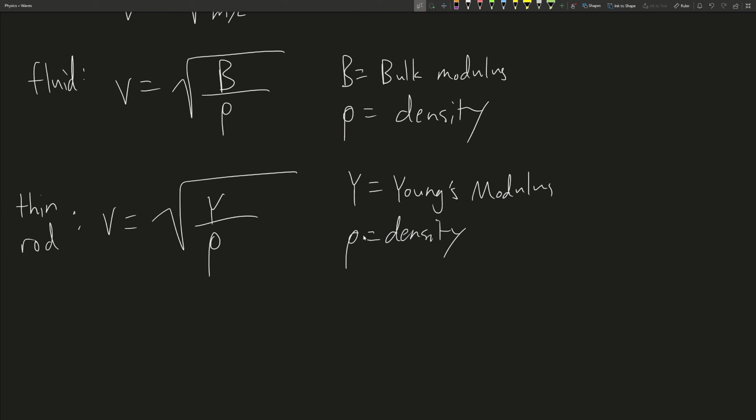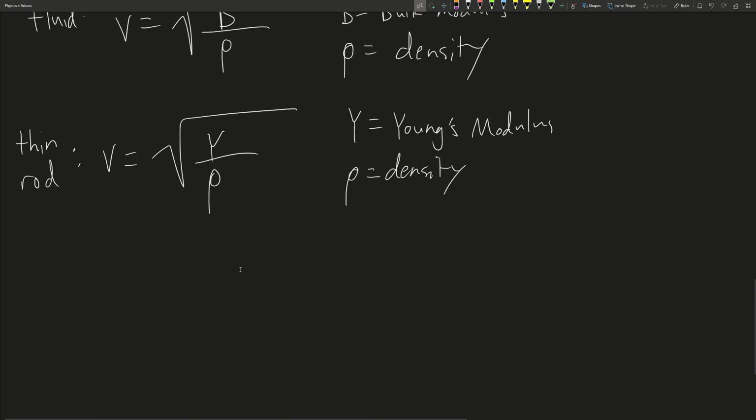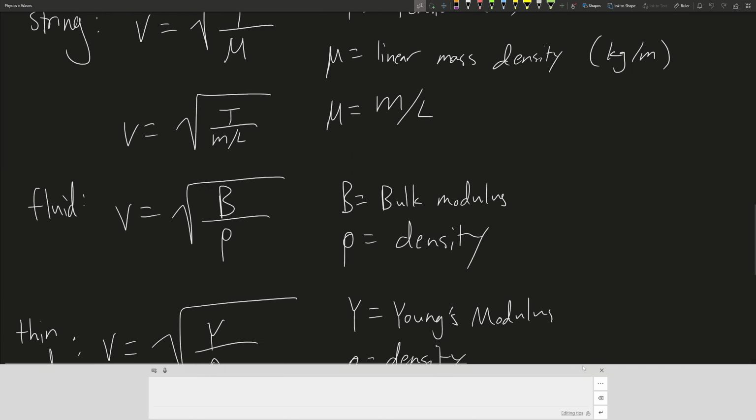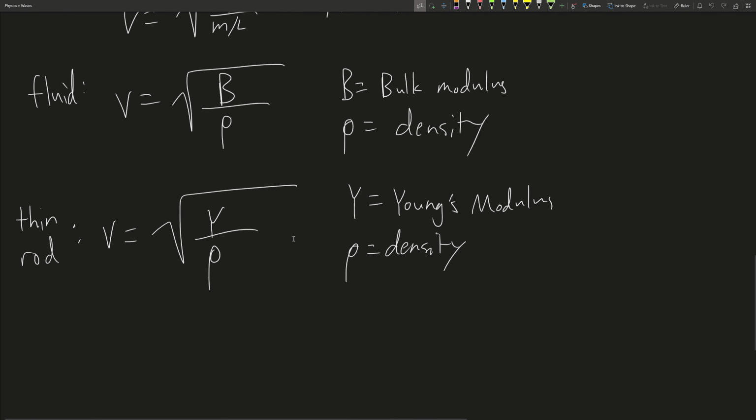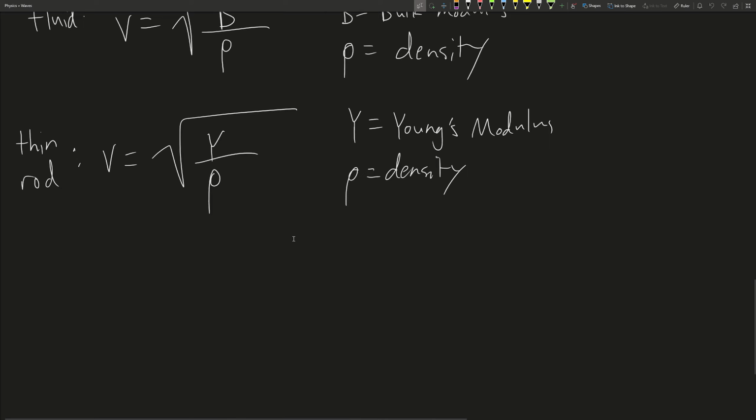And then density again is on the bottom of this fraction, and that's just how you find the velocity or the speed of a wave through a thin solid rod.